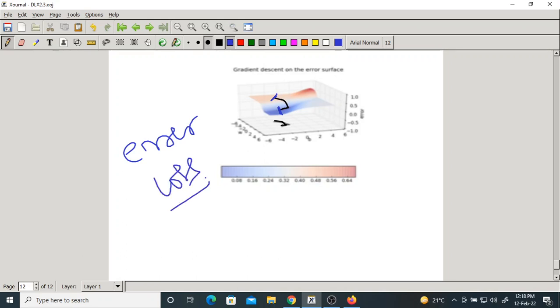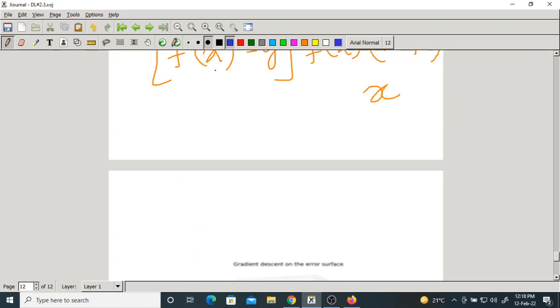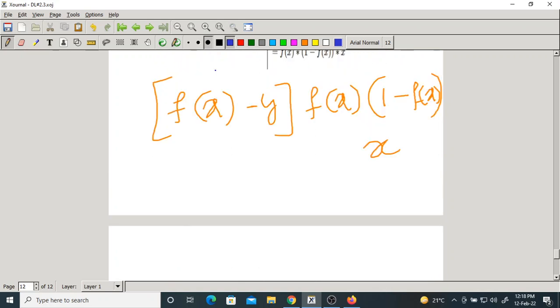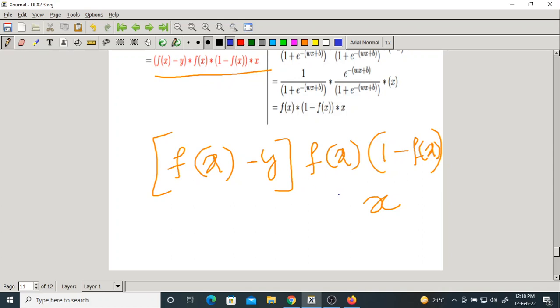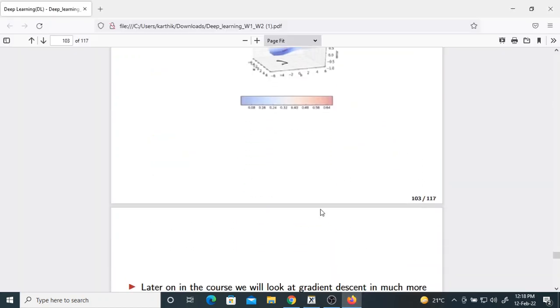Now, this is the gradient descent algorithm, the most optimum algorithm to minimize the loss, which means we move in the opposite direction of the gradient. That's why it's called gradient descent. So this is about the gradient descent algorithm.